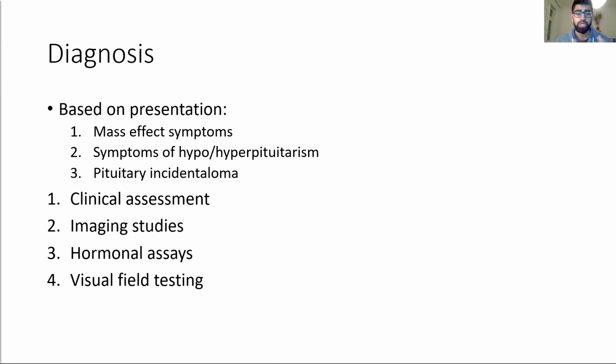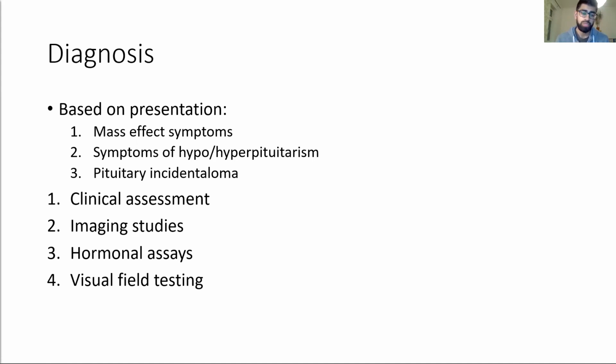So based on the presentation, the management would be slightly different in clinical practice, and this will obviously vary from country to country and from hospital to hospital. But first and foremost, one thing we will usually do is a clinical assessment. The visual field testing or neurological exam can be done at this stage as well. Imaging studies: MRI with IV contrast is the gold standard. CT with IV contrast is usually used as second line, and CT with IV contrast can be used as a diagnostic tool or for preoperative planning.